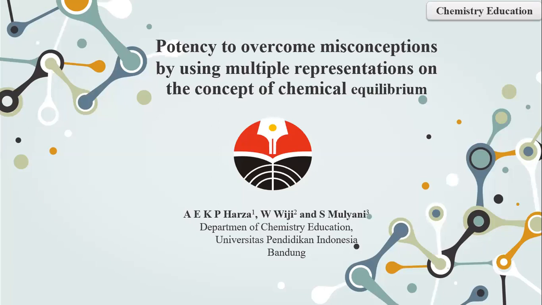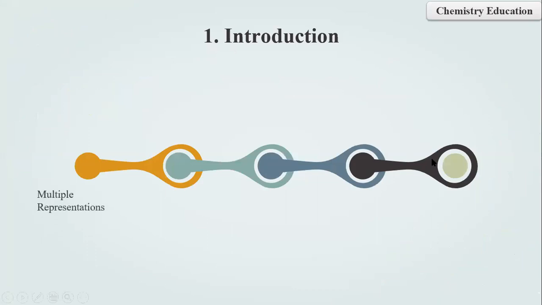I will present the result of the potential to overcome misconceptions by using multiple representations on the concept of chemical equilibrium. Chemistry is based on concepts. A lot of material is abstract and therefore it's difficult for students to understand and learn it. To be able to understand chemistry thoroughly and deeply, students must be able to connect the multiple representations. In general, students have difficulty connecting macroscopic and symbolic knowledge with submicroscopic knowledge, so there will be many misconceptions.